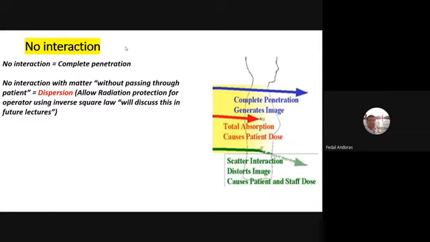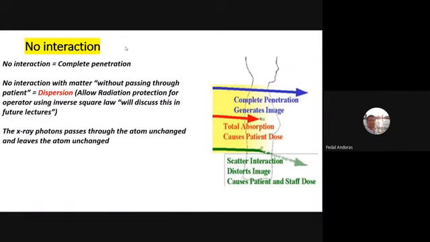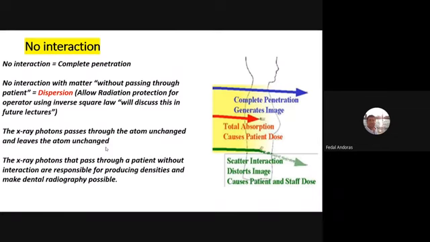But let's talk about no interaction when it is hitting the patient or hitting the matter. So no interaction means complete penetration. Okay? It's very, very important. The X-ray photons pass through the atom unchanged and leave the atom unchanged. You have the body, you hit the patient, you have the film, you have an area of interest, let's say a tooth. So all the photons pass through the atom without any change. It will make an image directly. So this is very important.